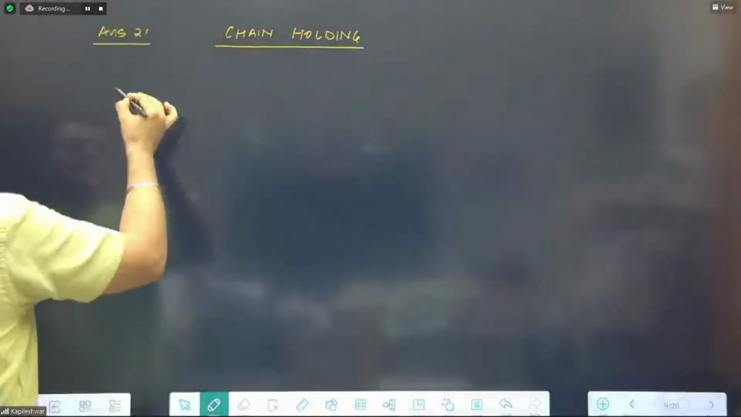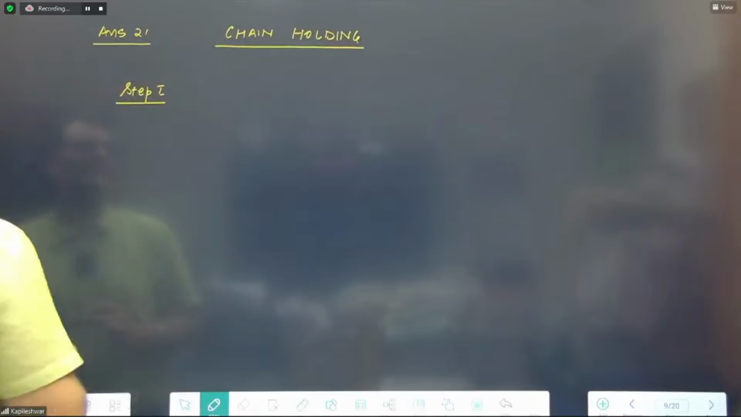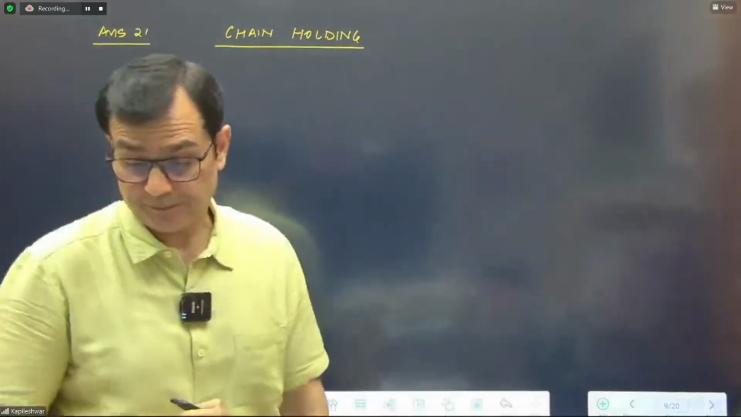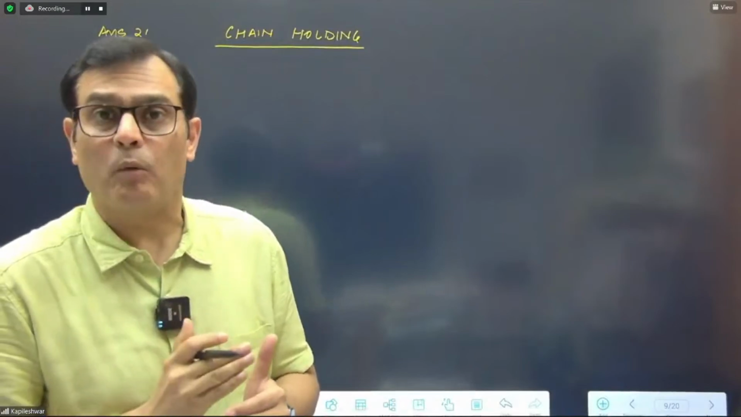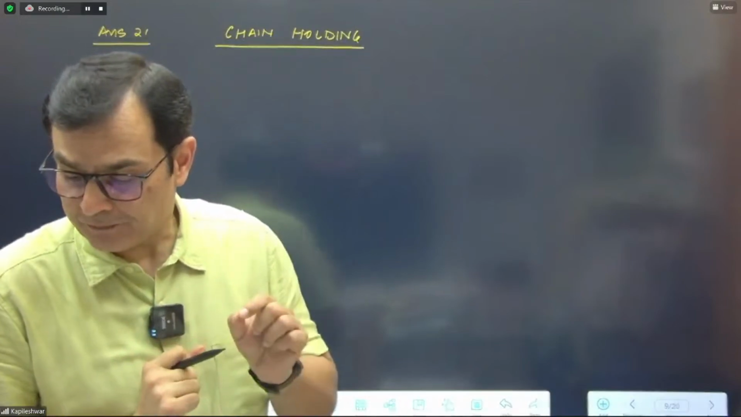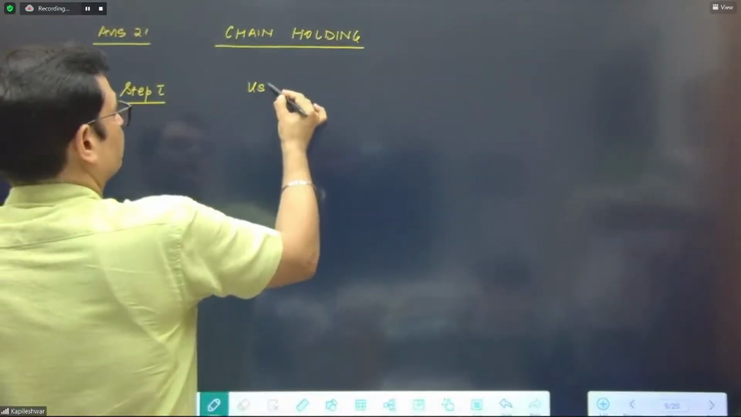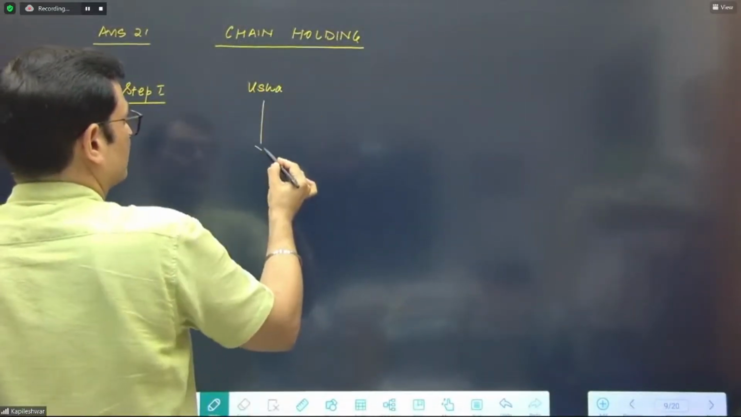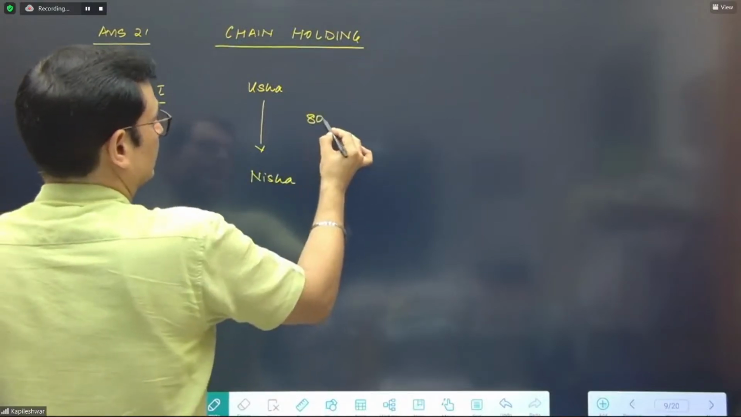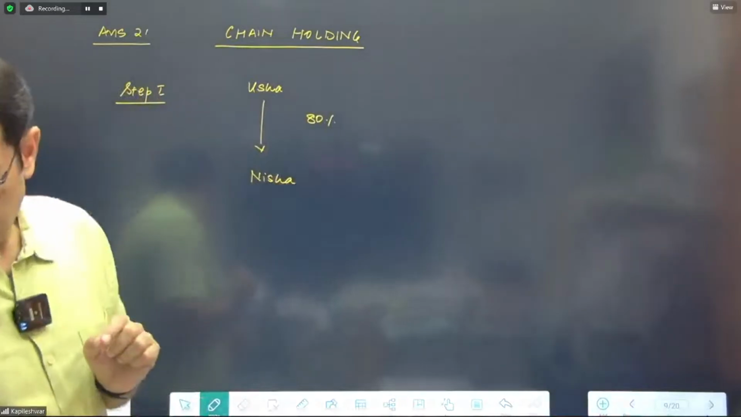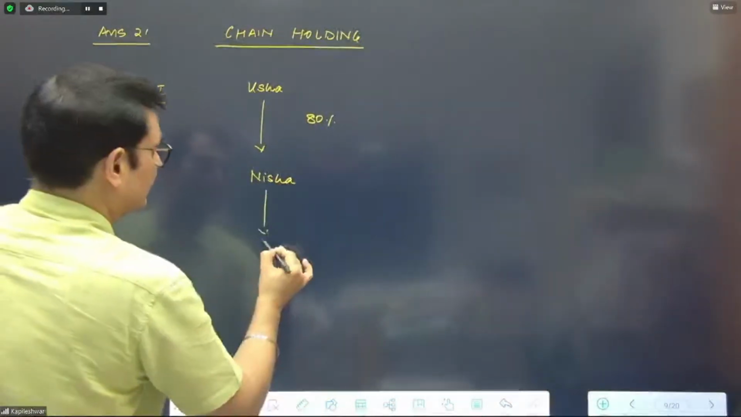So let's go to step number 1 first of all, where you're going to identify the acquisition dates and the percentages. Now, very clearly, you are given in point number 1 in the additional information, Usha got 80% shares in Nisha. So Usha has got shares in Nisha, and it says it has got an 80% stake. And then it says Nisha has got 75% shares in Sandhya.